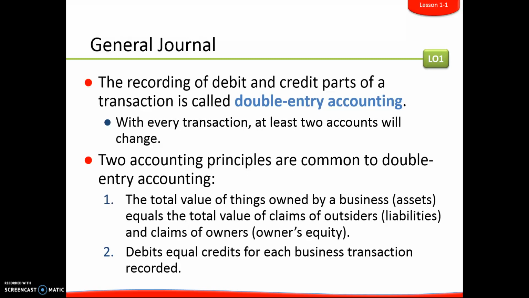And so with double entry, obviously double means two. It means that every transaction has to affect at least two accounts in order to be correct. So the two accounting principles that are common to double entry accounting, the first one is essentially the accounting equation. It says the total value of things owned by a business, which are the assets, equals the total value of claims of outsiders, which are our liabilities, and the claims of owners, which is our owner's equity. Which, if you read that right, just means that our debits equal our credits for each business transaction.